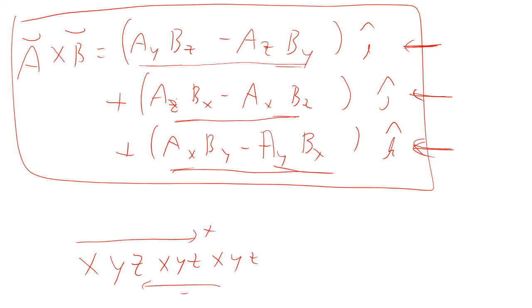So YZ is going this way, but ZY is going that way. ZX is going this way, but XZ is going that way. XY is going this way, and YX is going that way. That helped me remember which is plus and which is minus. That's just my little trick. Other people use other tricks, but this is how I remember to do vector cross products. So this is our little foray back into chapter 3, showing how to do vector cross products.